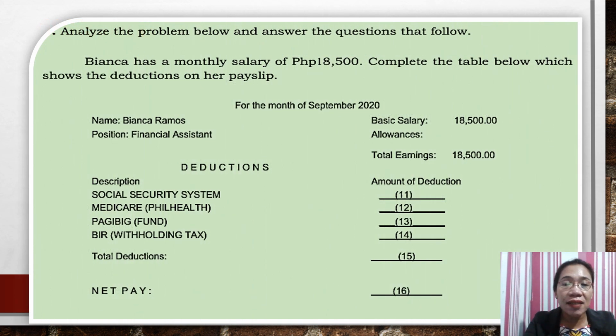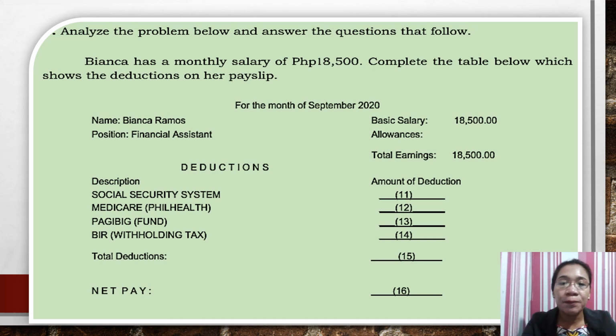Okay, next activity. Analyze the problem below and answer the questions that follow. This is all about Bianca, who has a monthly salary of 18,500. Again, same as what we did with your previous activity. Complete the table below which shows the deductions on her payslip. So, ibig sabihin, ito yung deduction sa kanyang payslip. Remember, guys, yun yung employee's contribution, hindi yung sa employer. Okay? That will be all for this activity.